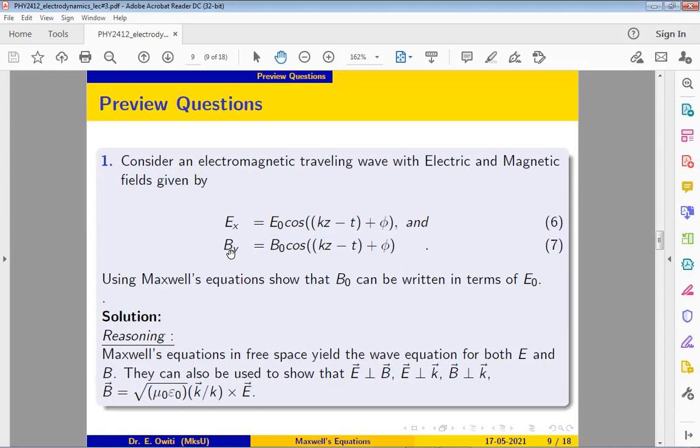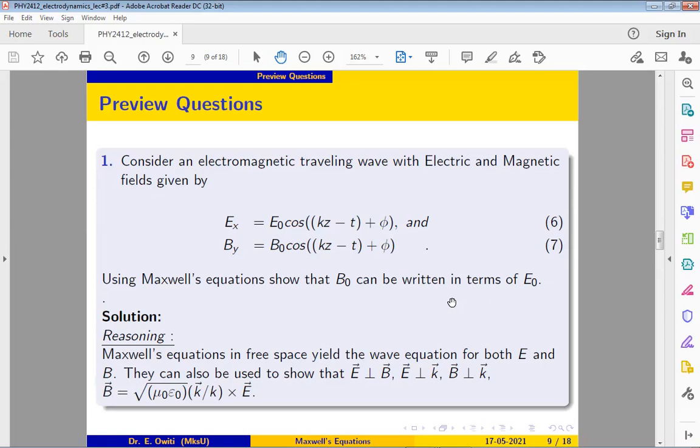Now, using Maxwell's equation, show that B naught can be written in terms of E naught. This is very interesting and very simple. I would urge you to make sure you try to follow and understand, because the understanding of this will build on the understanding of other complex questions.